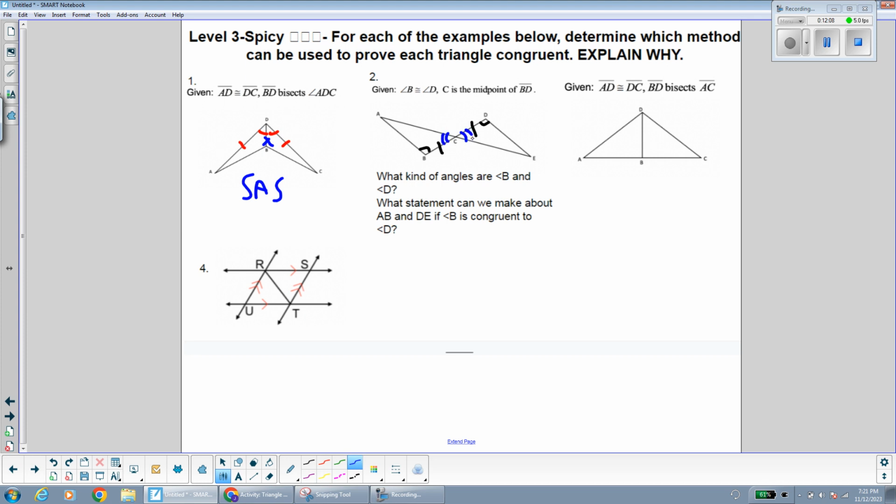And we also know that vertical angles are always congruent. So here, these triangles are congruent by ASA. And finally, AD is congruent to DC. BD is bisecting line segment AC, so line segment AC is being cut into two equal parts. And then we have the shared side, which is congruent to itself by the reflexive property. So these two triangles are congruent by SSS.